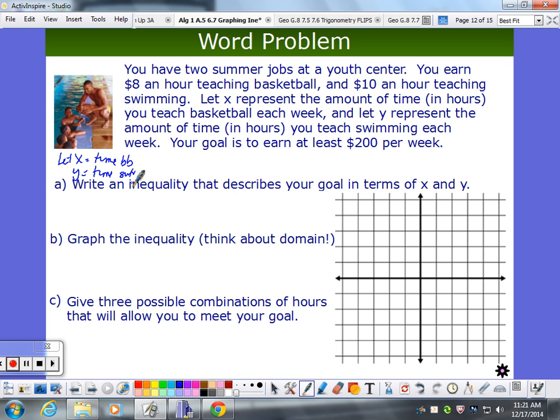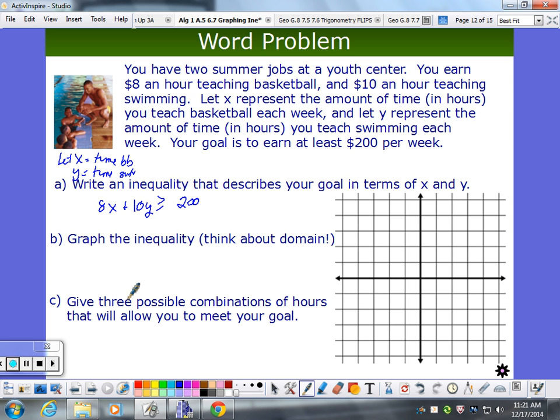So let's see. 8X, right? That's because it's $8 for basketball. Plus 10Y for swimming, $10. I want it to be at least 200. Is that less than, 200 or greater? Which is it? If you want to make at least, are you okay with 150? Greater. So you want it to be greater than or equal to that. What else do we know? Okay, we're good. There's my inequality.